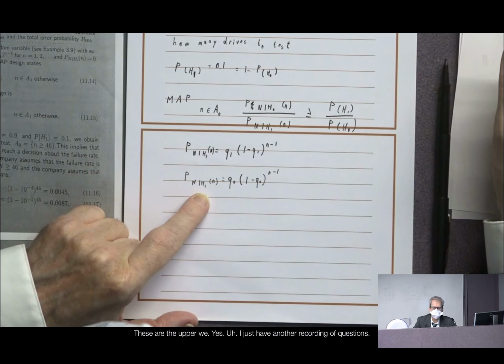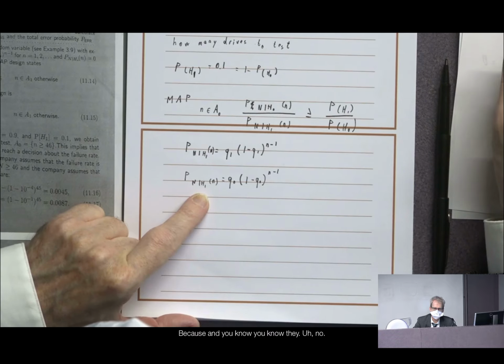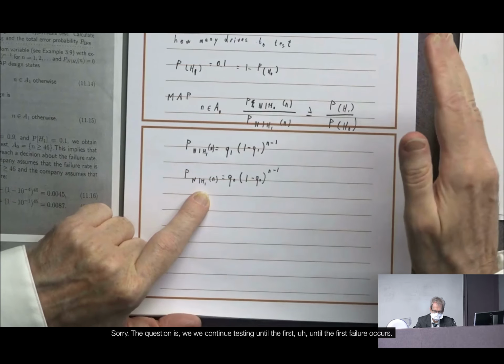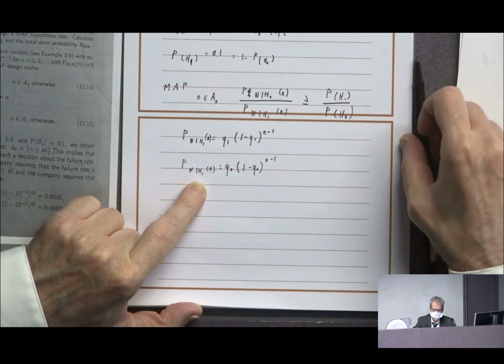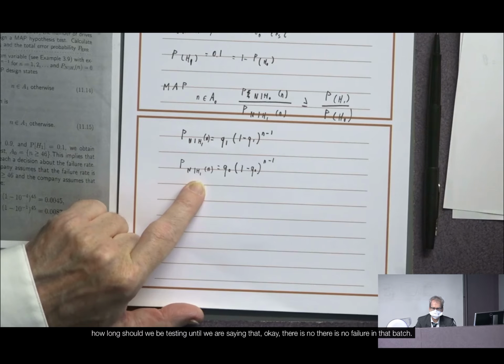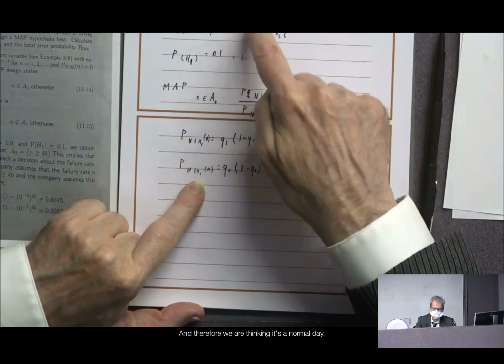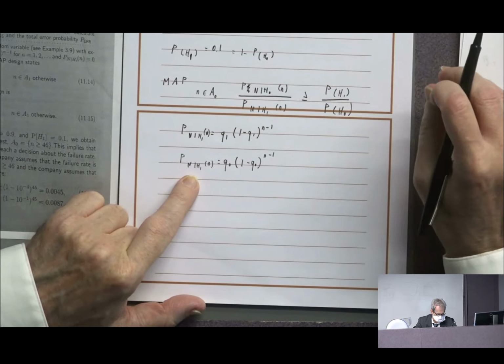Yes. I just have a bit of a question now regarding our questions. I think my understanding was that we test n drives. So should we use like a binomial distribution for that? We test n and not know like this n failures all the time. No, sorry. The question is we continue testing until the first failure occurs. And so the question is just if no failure occurs, how long should we be testing until we are saying that okay, there is no failure in that batch, and therefore we are thinking it's a normal day. Yeah, sorry, the statement was not quite precise that I made at the beginning.